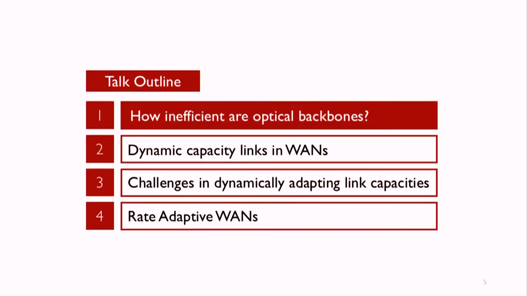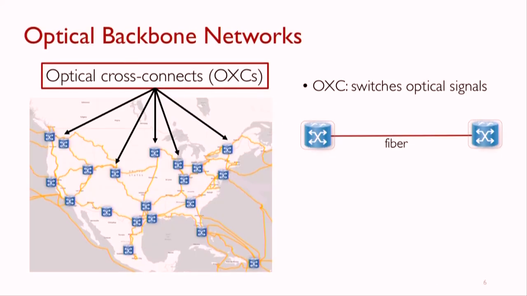Getting into the first thing, which is how inefficient are these optical backbones? To answer this question, I'm going to zoom into the North American part of this large backbone network. You can see that these yellow lines on the map are the fiber deployments. And on top of these lines, I have these devices which are called optical cross connects.